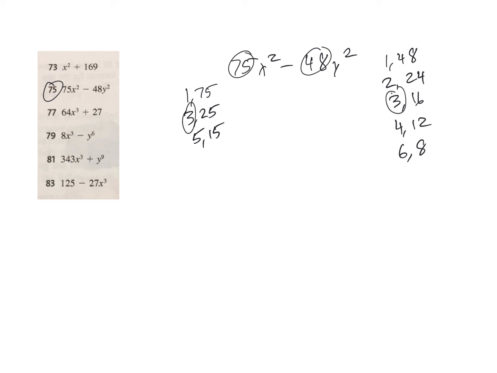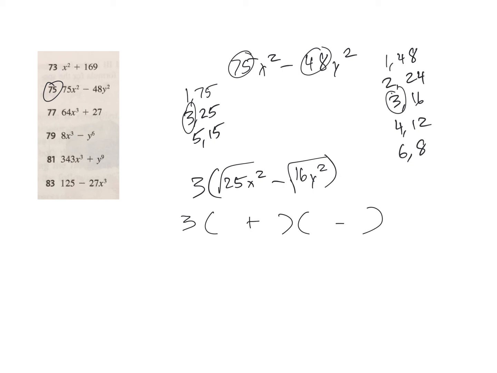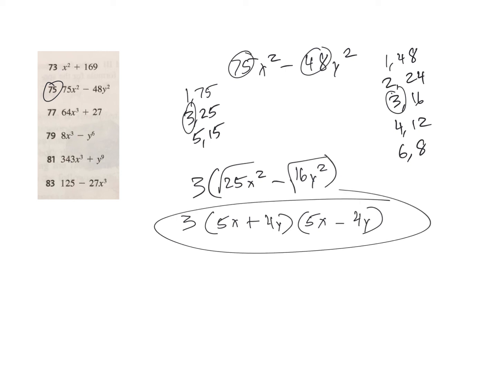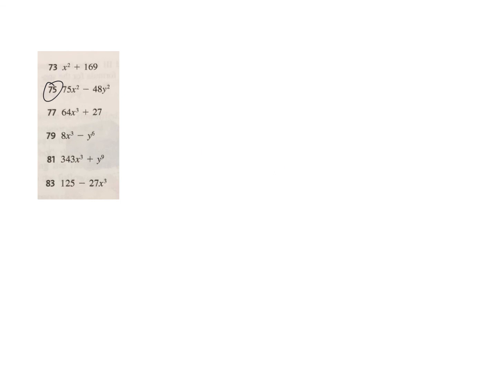I would say 3. Let's take a 3 out and we get 25x squared, which then is a perfect square, and you'll get 16y squared. All right, so now you can take the square root of both of those. So the 3 stays there, and you do a plus and a minus. Now what's the square roots? 5x and 5x, and 4y and 4y. That's your answer. Okay, now we need to do clearing of this, and we will do number 79.